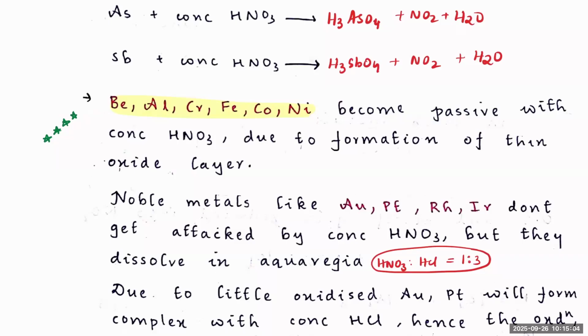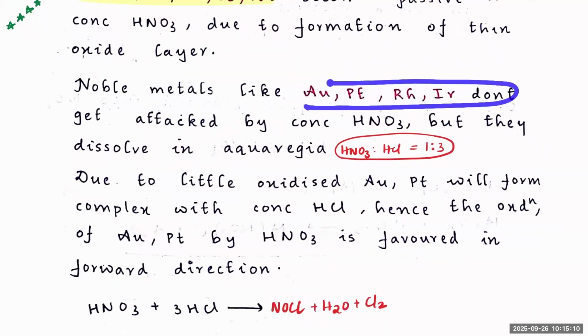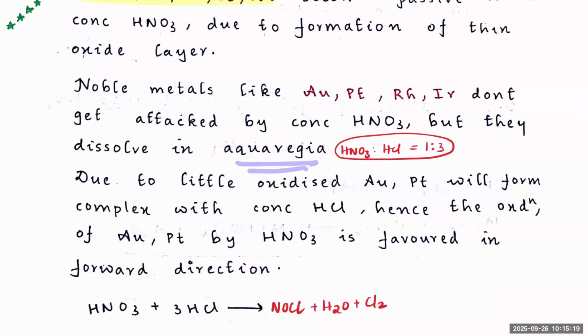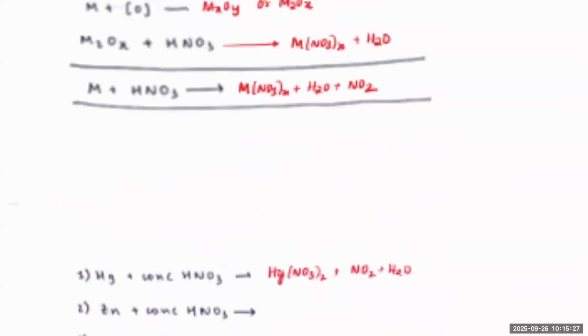Lastly, if you notice gold, platinum, rhodium, and iridium, they do not directly react with concentrated HNO3, but they can only dissolve in aqua regia. That is when you take a 1:3 ratio of HNO3 and HCl. Now this one you will practice again, beta. So start here.